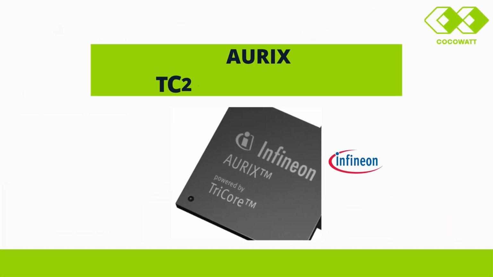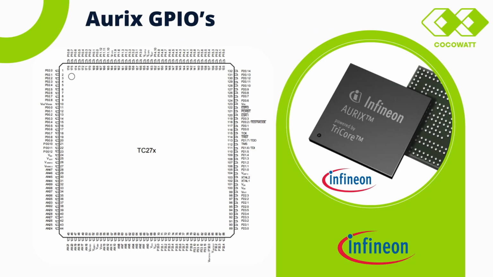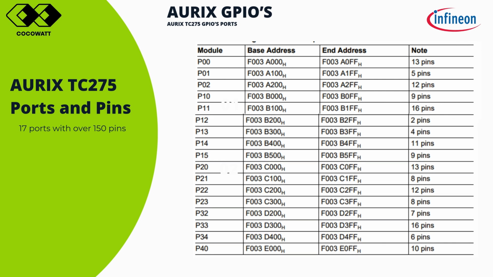The AURIX TC27X microcontroller is widely used in automotive and industrial applications due to its high performance computing and versatile connectivity features. One of its critical components is the GPIO, which enables communication between the microcontroller and external devices like LEDs, sensors, switches and more. On your screen you can see the TC27X microcontroller pinout showcasing the various ports and their corresponding pins. You will also notice that the AURIX microcontroller chip itself is the powerhouse behind automotive systems. So without any further delay, let's go into the AURIX GPIO, how many ports there are and its features.